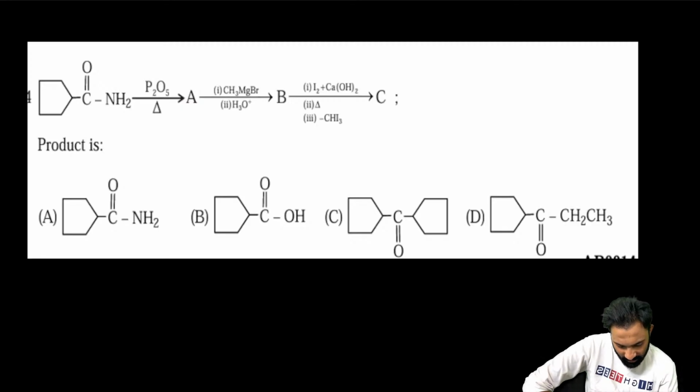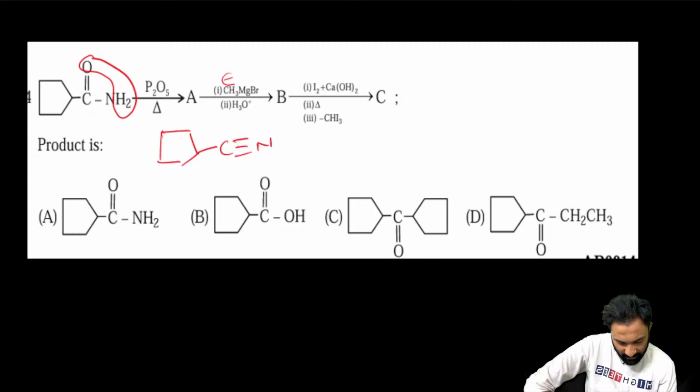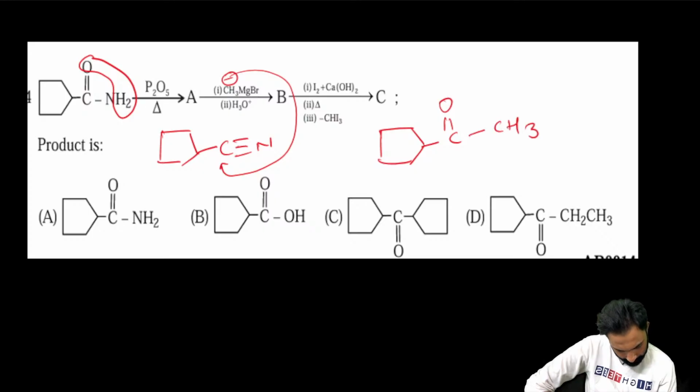First one is a removal of H2O, and it will become the cyanide. Cyanide upon Grignard reagent, it will become which one? Ketone. Clear? Sorry, this one will become the ketone.